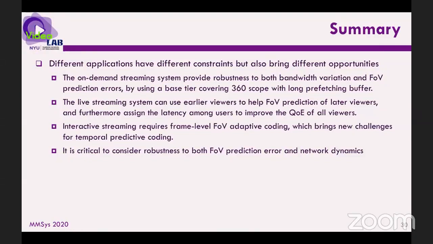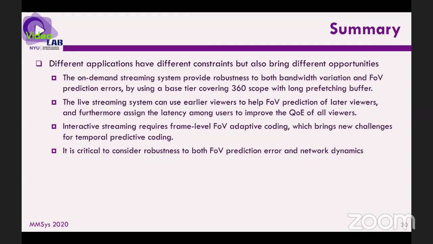For live streaming, we can use earlier viewers to help FOV prediction of later viewers. Furthermore, we can assign the latency among users to improve the quality of the experience of all the viewers. For interactive streaming, in order to reduce the end-to-end delay, we have to conduct FOV adaptive coding at the frame level. This brings new challenges for temporal predictive coding.